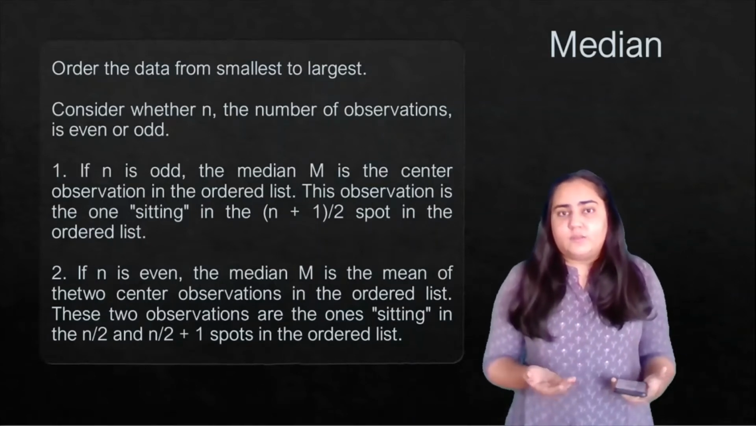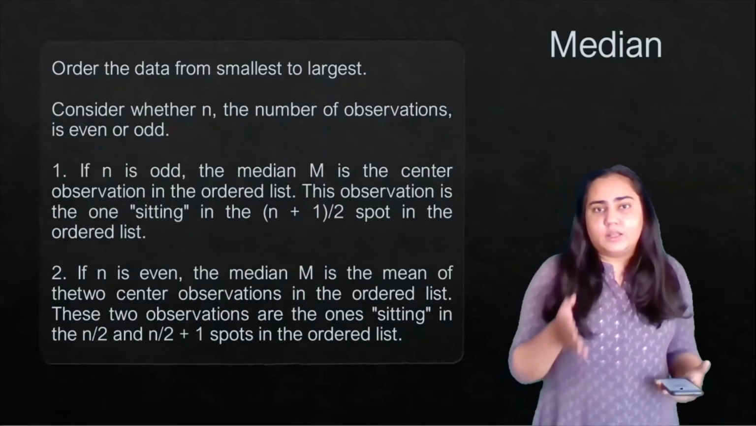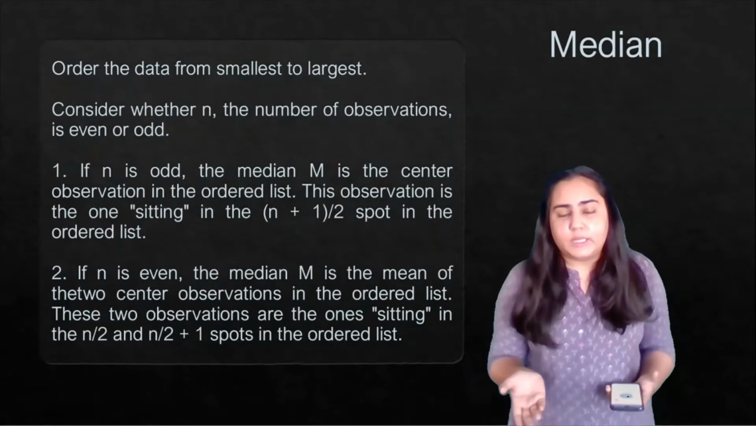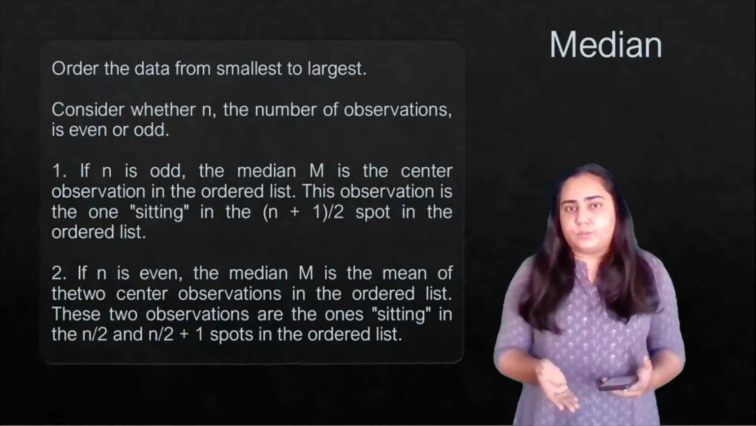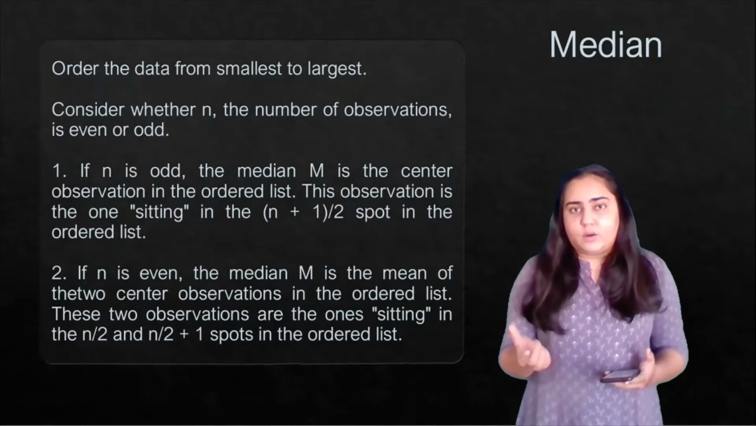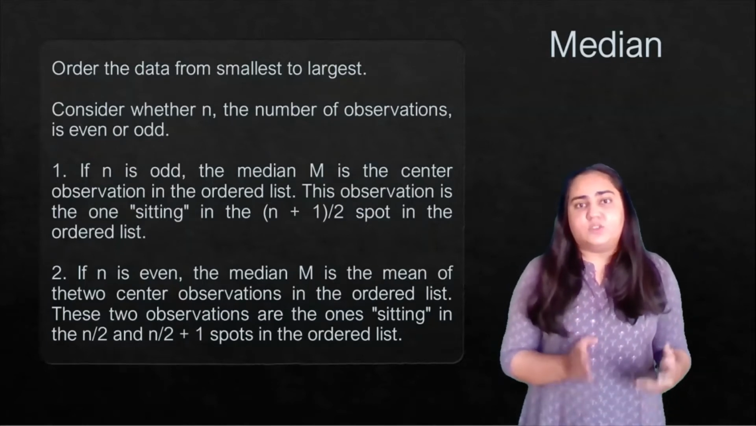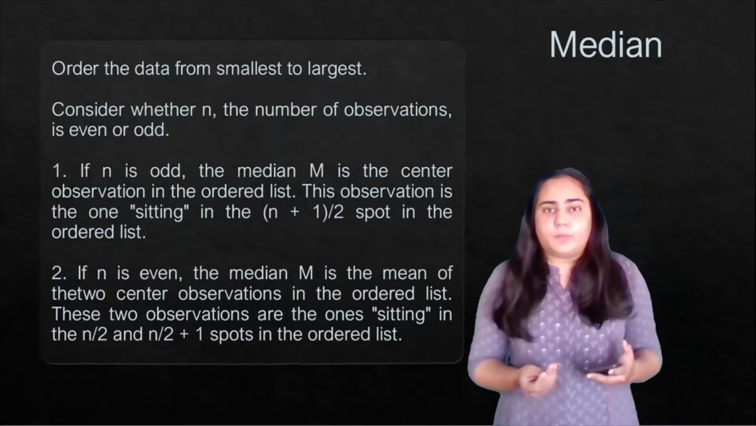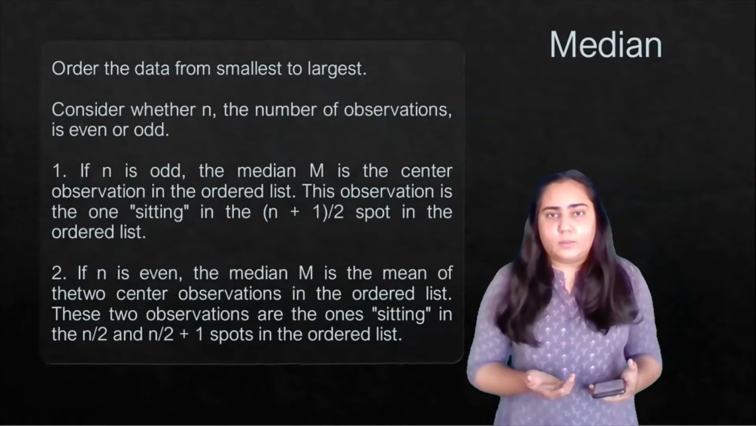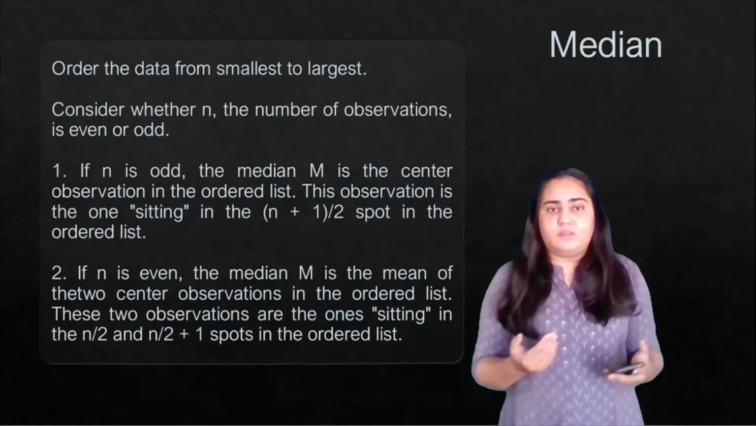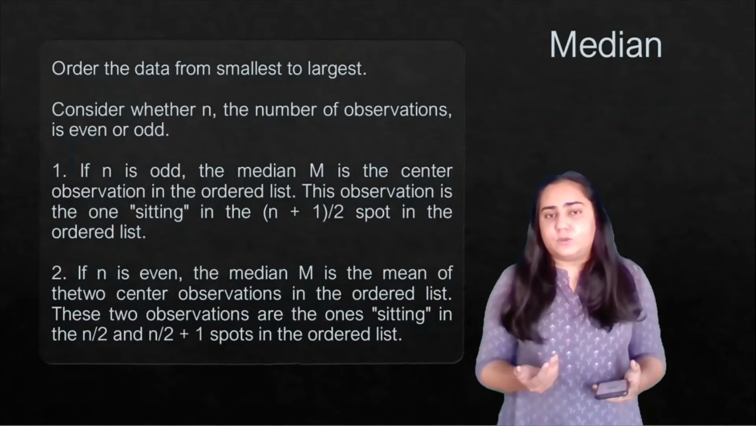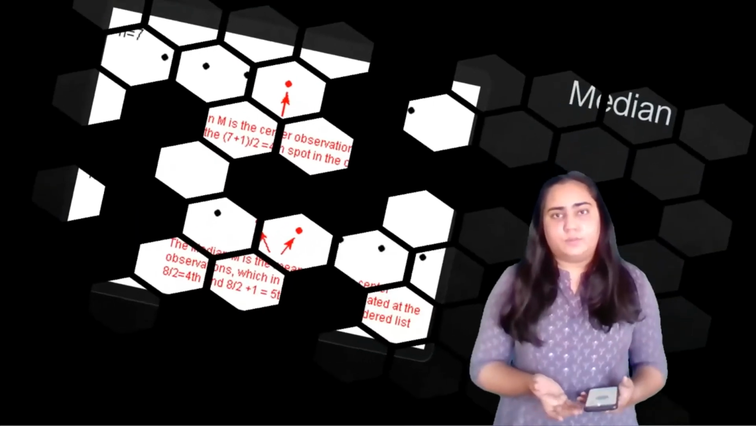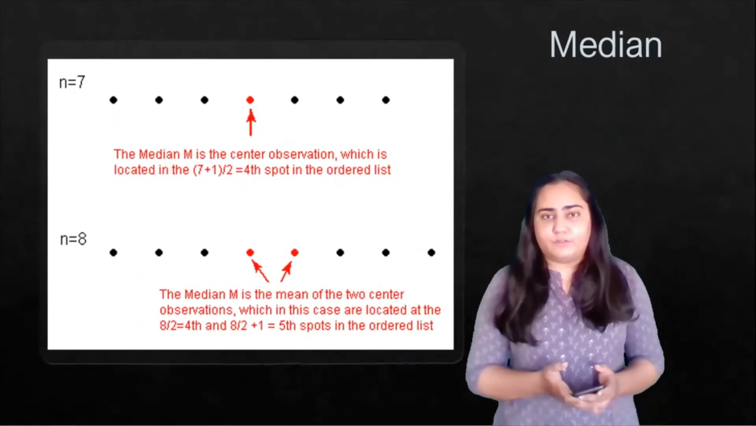If n is odd, then the median is the center of that ordered list, and this center you can find by simply doing (n plus 1) by 2, and whatever value that is on that position, (n plus 1) by 2, is your median. But if n is even, then in that case the median can be calculated by something that is between the (n by 2)th observation and the (n by 2 plus 1)th observation in the ordered list. So you will take an average of the two. Now this is how you can find a median.